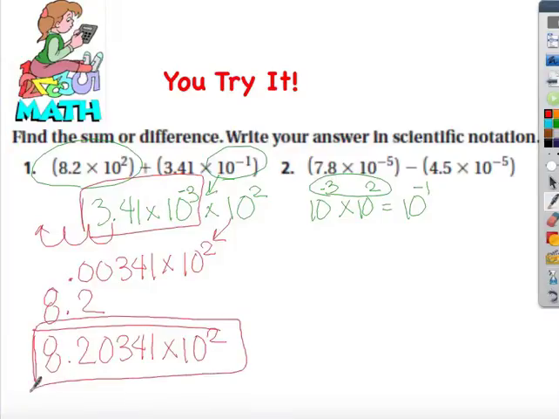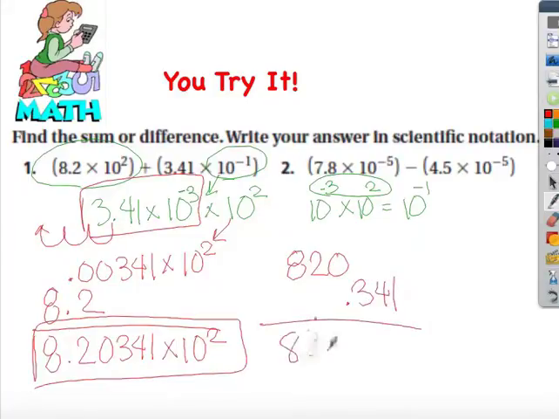Final answer. Okay? Another way to check your work is to take both of the original numbers written in scientific notation and convert them to standard form, add them like normal, and then convert your answer back into scientific notation. You have to make sure that your answer is written in scientific notation if the instructions tell you to do so. So 8.2 times 10 squared, if we converted that to standard form, we would get 820. We would move our decimal 2 places to the right, plus 3.41 times 10 to the negative 1 power, we would get 0.341, because we would move our decimal 1 place to the left.